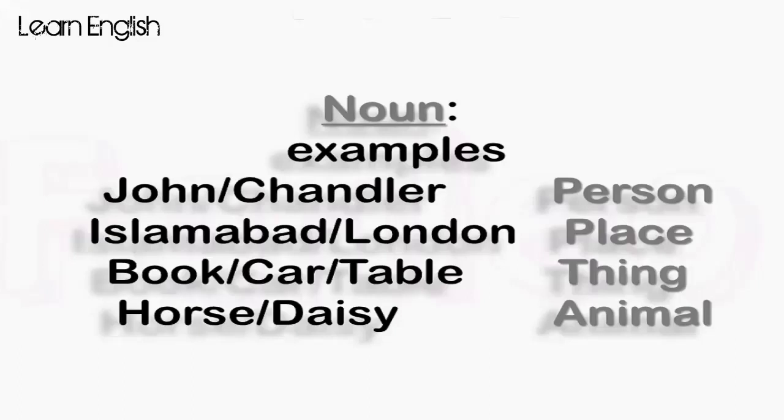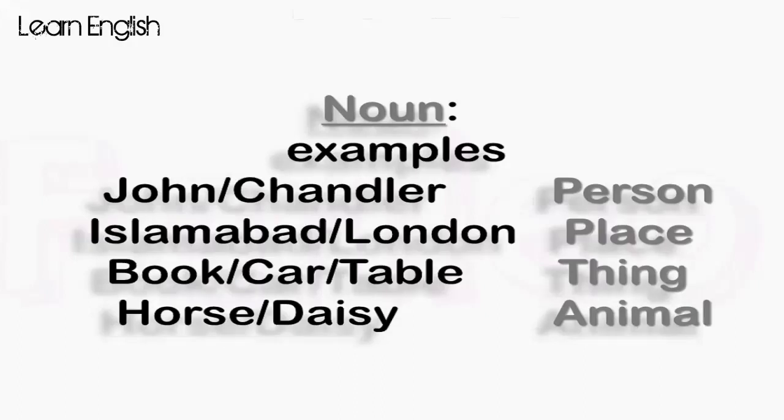The next example that we have is noun as in the name of an animal. The first one that we have is horse. Horse is the name of an animal. The next one is Daisy. Daisy is the name of a pet. Well, pet again is an animal. So it is the name of an animal and it is a noun. Alright, we are done with the nouns.